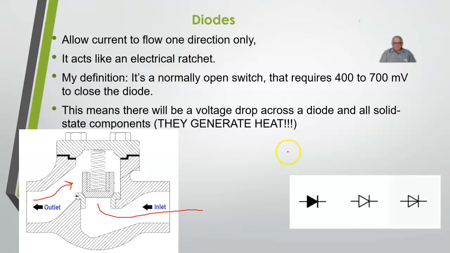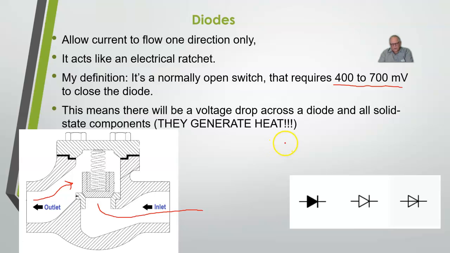Because it is a 400 to 700 millivolt drop, that means the whole time that current is flowing through this solid state component, we're going to have a voltage drop, which means they generate heat. Got to be able to dissipate that heat or you're going to burn it up. Because there's two things that will destroy a solid state component. One is a voltage spike, two is heat.